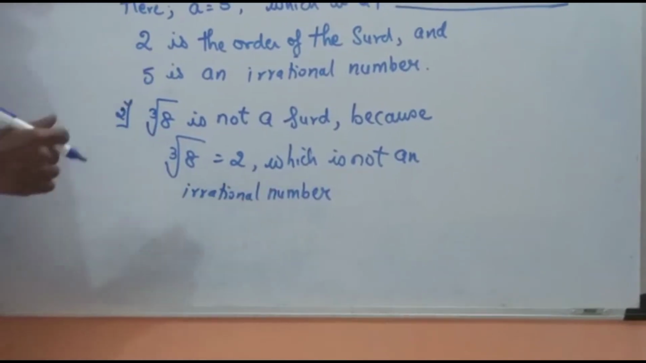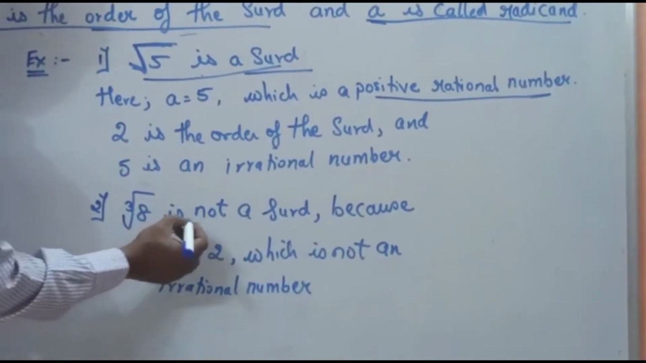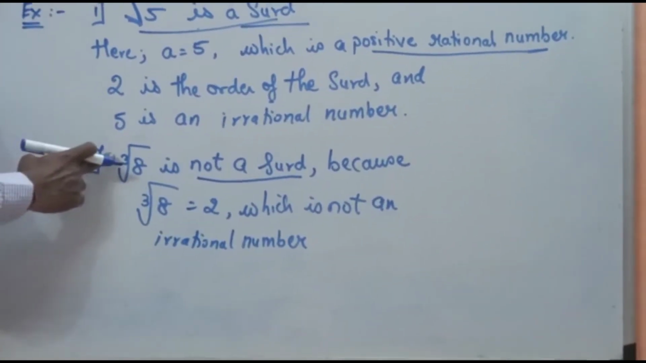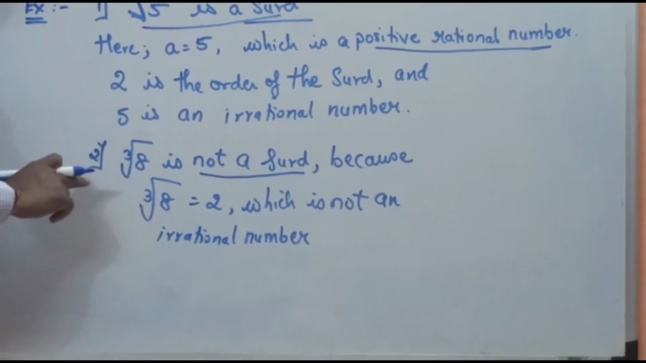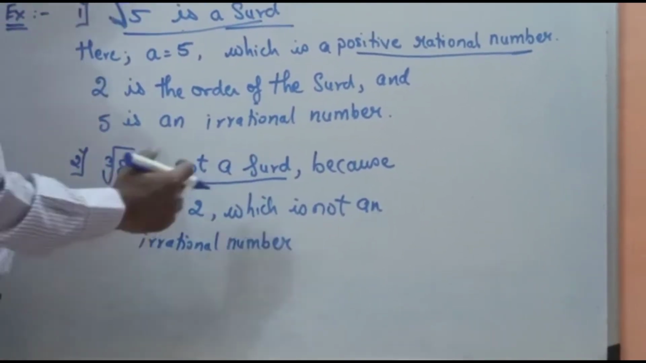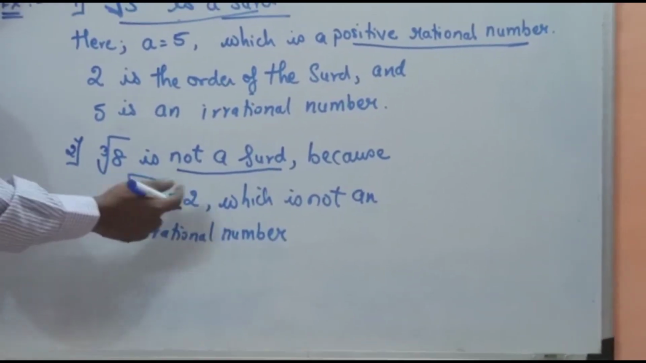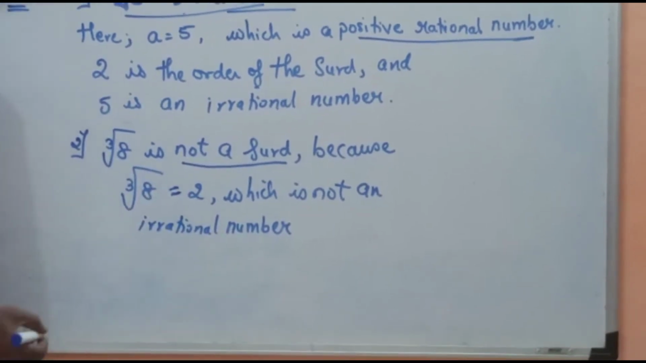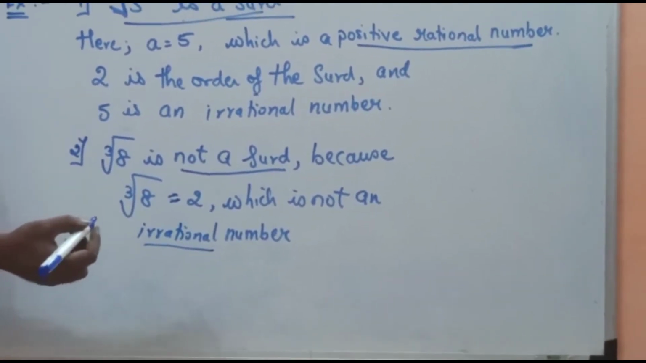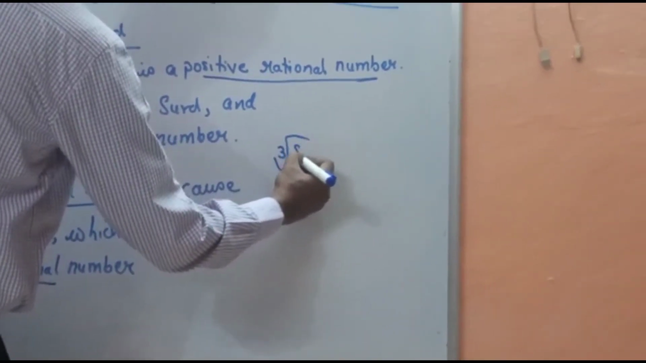Let's see one more example. Here we have seen root 5 is a surd. Now we are taking an example that is not a surd. I'm saying the cube root of 8, or the third root of 8, is not a surd. Why? The reason behind it is that the cube root of 8, or the third root of 8, is equal to 2, which is not an irrational number. What does this mean? Understand why. Cube root of 8 means what?